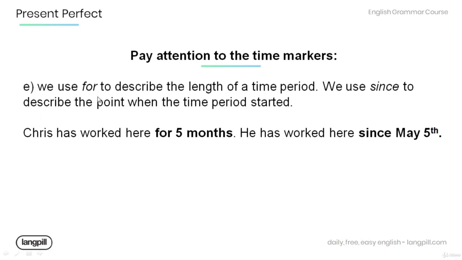E. We use for to describe the length of a time period, and we use since to describe the point when the time period started. Have a look at the example over here. Chris has worked here for 5 months. Length of a time period. He has worked here since May 5th. May 5th: the point when the time period started.